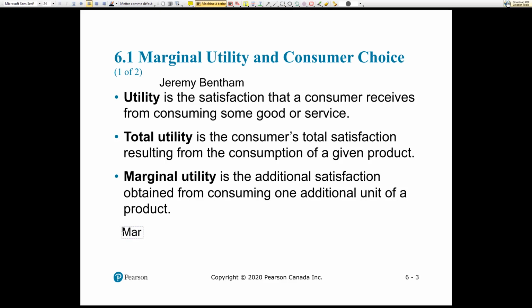And why do we say marginal? It means at the margin. It means a small increment.